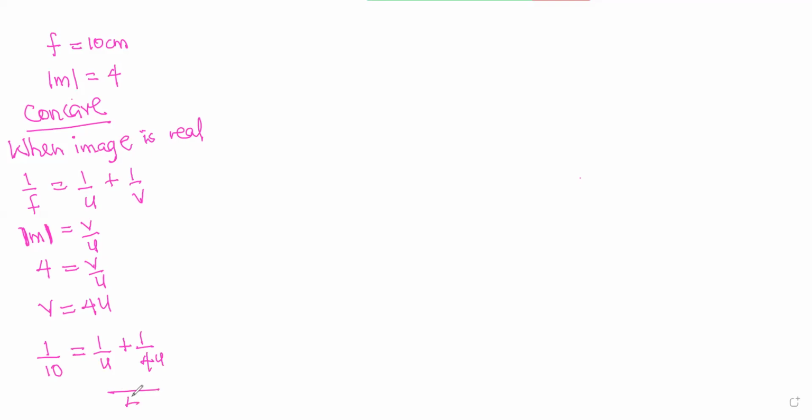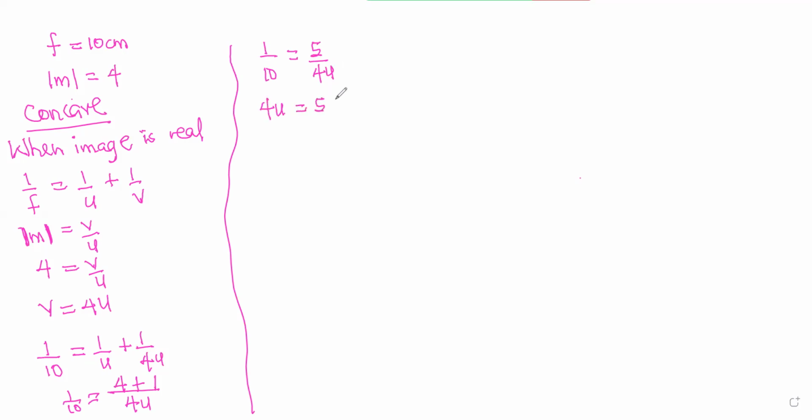LCM 4U. 1, remainder 4. So 4 plus 1. So we have 1 over 10 is equal to 5 on 4U. Therefore, 4U is equal to 5 times 10, which is 50.